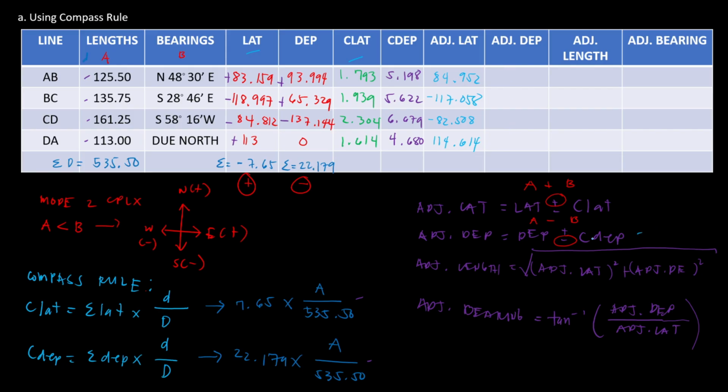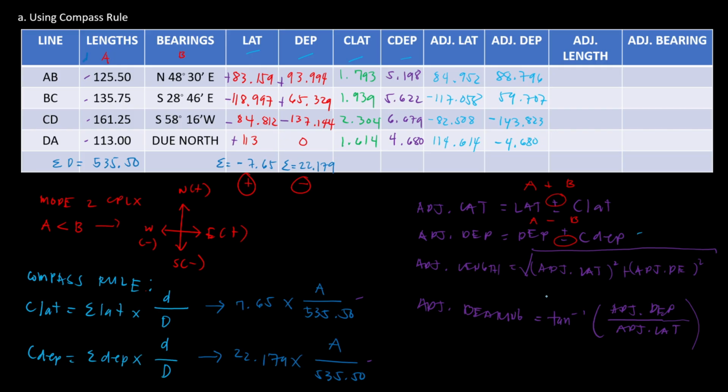Next tayo for adjusted depth. So, departure minus the C depth. So, dito naman, 93.994 minus 5.198. So, that is 88.796. Ayan, so tuloy-tuloy na natin. Makuha natin dyan is 59.707. Negative 143.823. And then next is negative 4.680. Ayan. So, nakuha na natin yung adjusted latitude and adjusted depth.